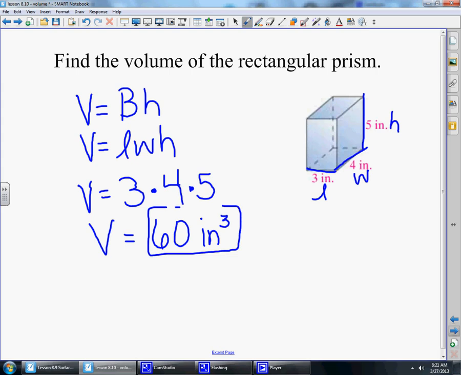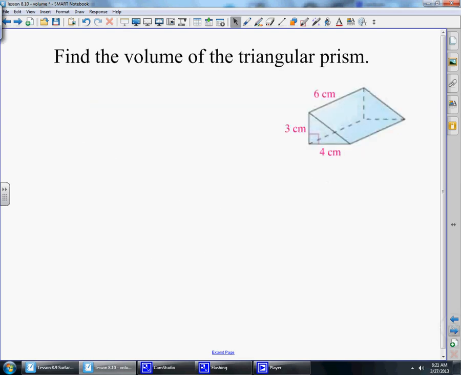because we're finding volume. So that's how much, if we wanted to fill that box up with water, or we wanted to fill that box up with cereal, we would need 60 cubic inches of cereal or water. So we want to find the volume of this triangular prism. A triangular prism reminds me of those Toblerone candy bars. So how much of that candy can we fit inside of that box?